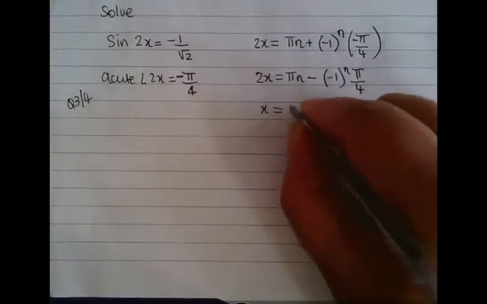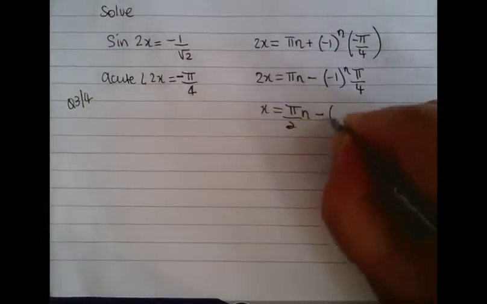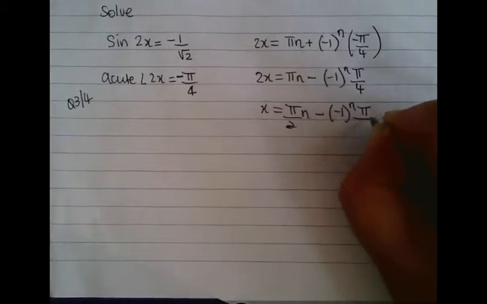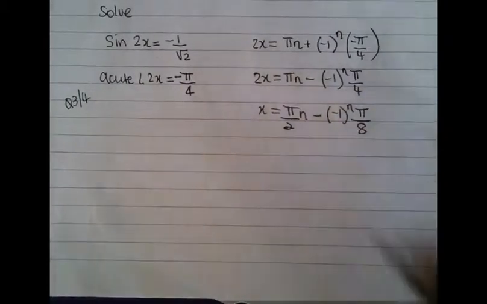Now we're going to divide through by 2. And what do you get? Pi on 8.